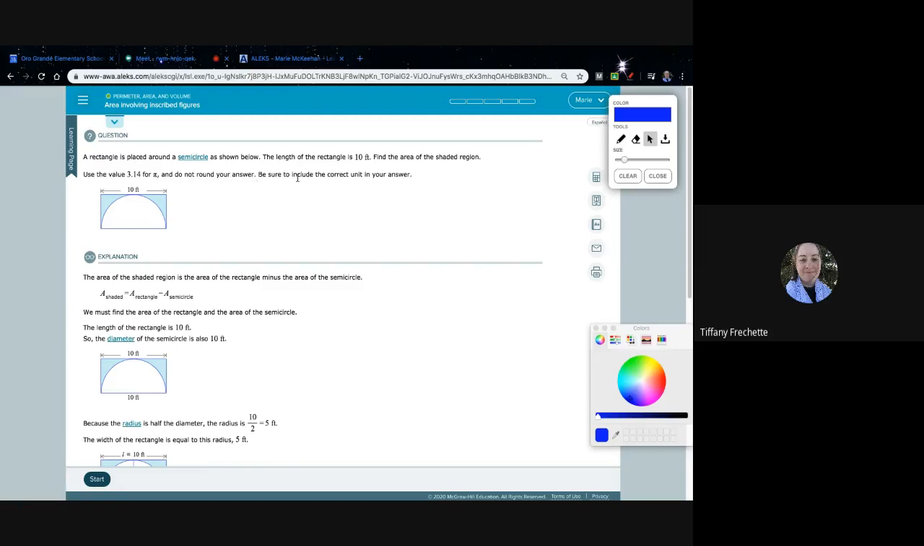And then the last piece is be sure to include your unit in the answer. So on the next page, when we actually get started, we'll have to choose, is it feet, feet squared, feet cubed? Because this is feet, it will automatically have feet on there. We just have to choose the correct one. Because we're finding area, we're going to do squared.